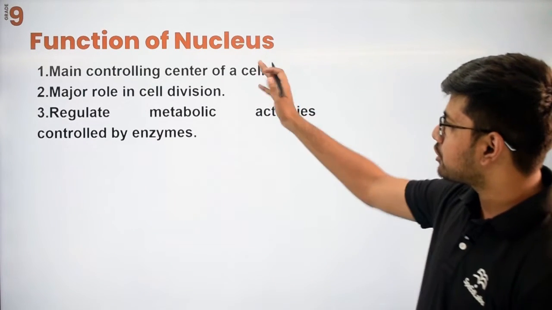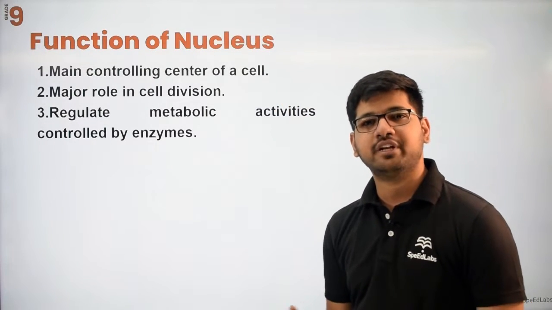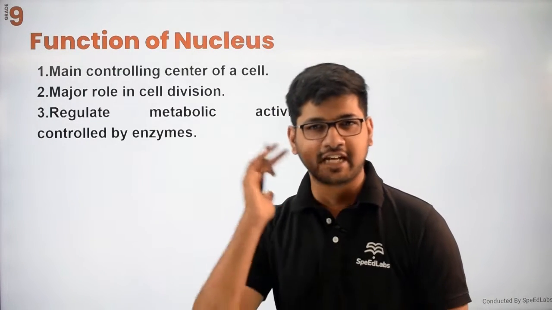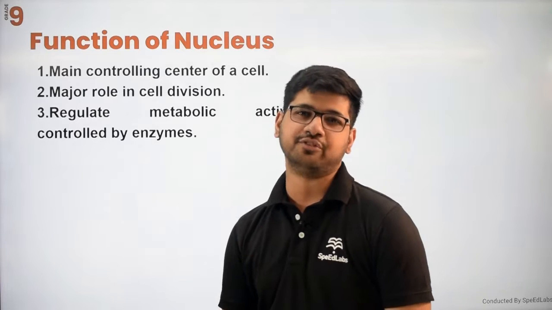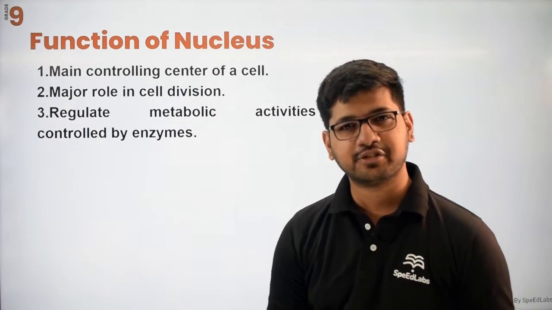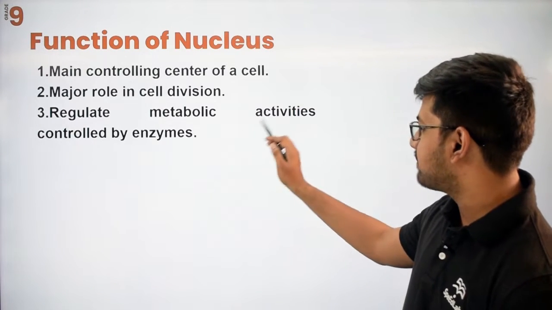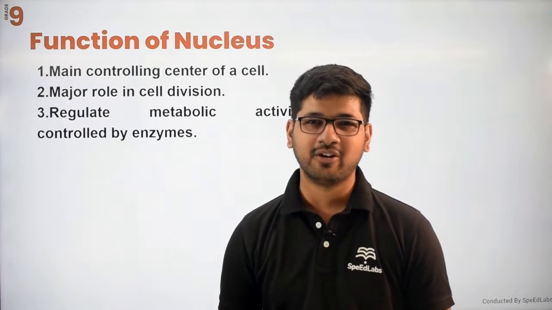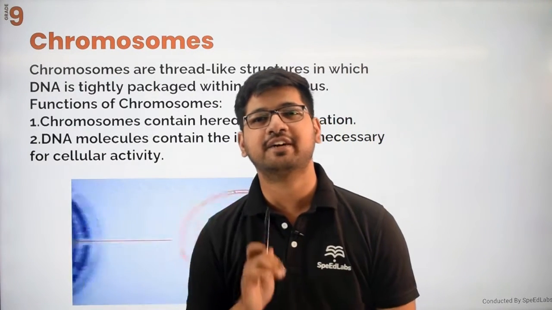So what is the function of the nucleus? It is the main controlling center of the cell where everything gets controlled, regulated, channelized, you name it. Everything is done through the nucleus. Other than that, it has a major role in cell division. Along with it, it regulates metabolic activities that are mainly controlled by the enzymes. Alright, I hope this part has been clear to you.